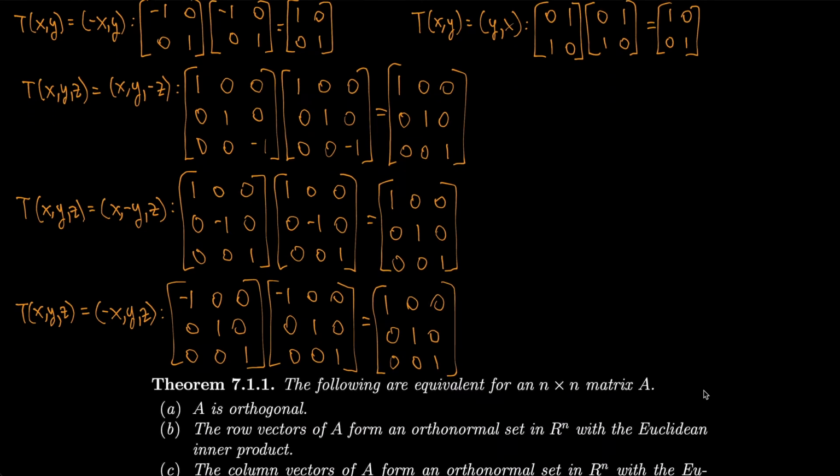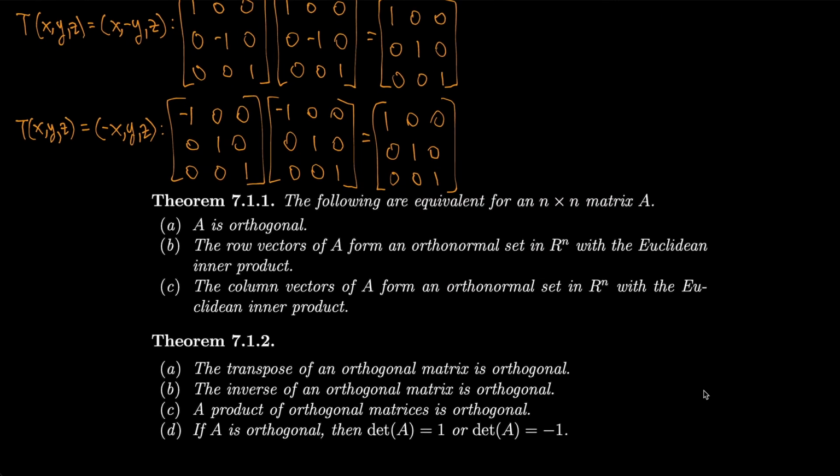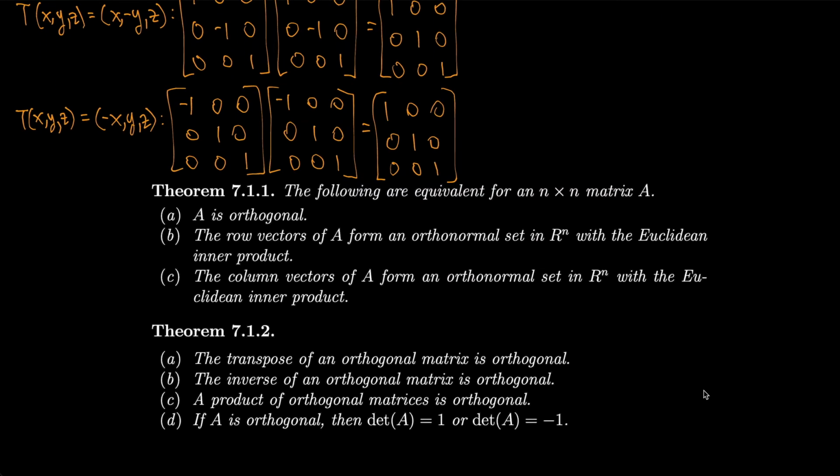Next up we have this theorem that the following are equivalent for an n by n matrix A. That A is orthogonal is equivalent to the row vectors of A forming an orthonormal set in Rn with the Euclidean inner product, which is in turn equivalent to the column vectors of A forming an orthonormal set in Rn with the Euclidean inner product. So that's one of the reasons why we might care if A is orthogonal or not.